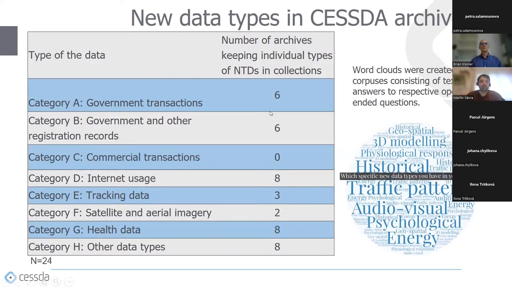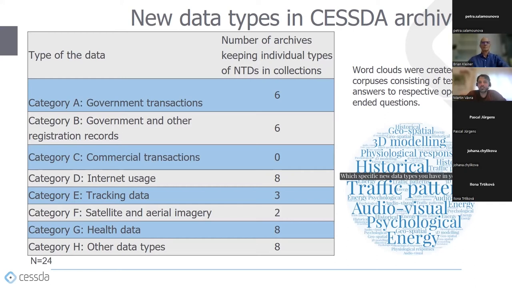Okay. Here in the table, you can see the number of data repositories, the number of archives, which claimed that they have in their collections some specific new data types. Yeah. We can see that the most widely claimed types were internet usage data and health data.